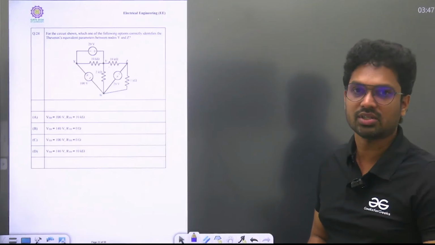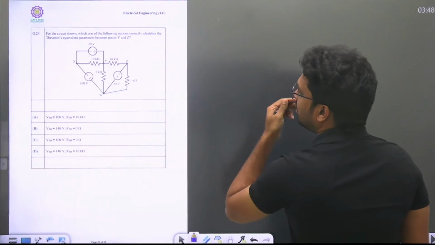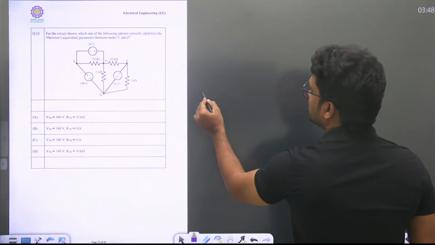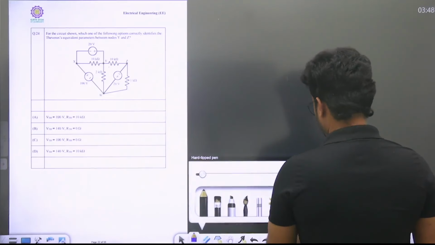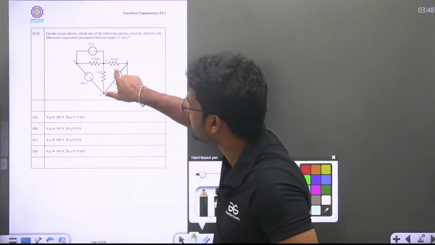Okay. Second question. If you see, we need to find the Thevenin's equivalent VTH and RTH. So here, generally, we open circuit it when you need response in this branch.